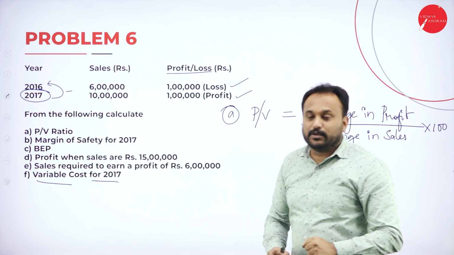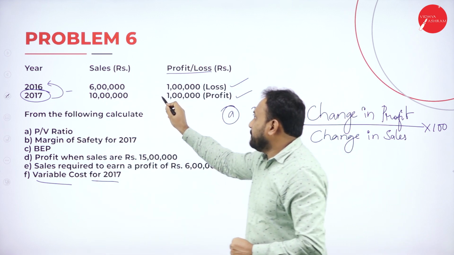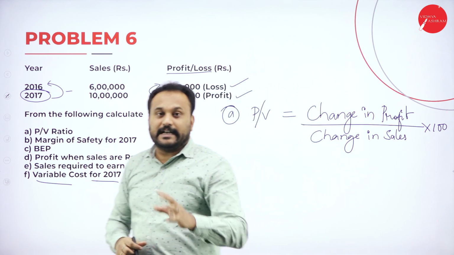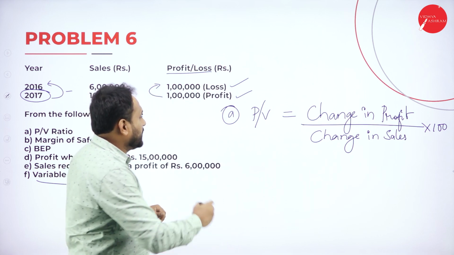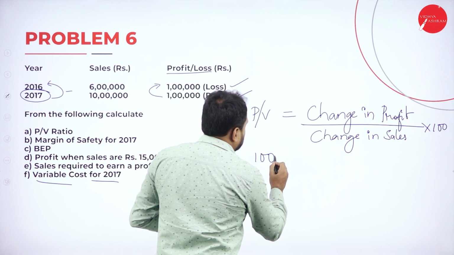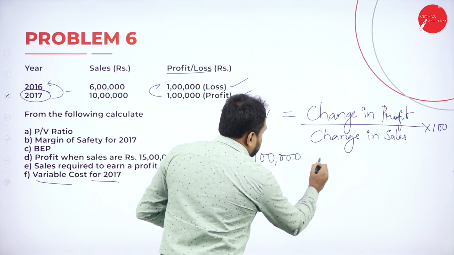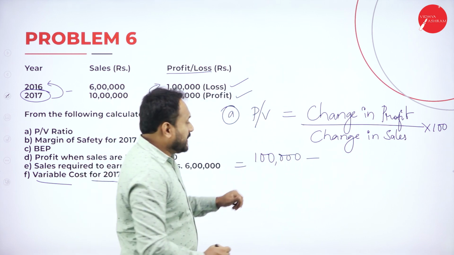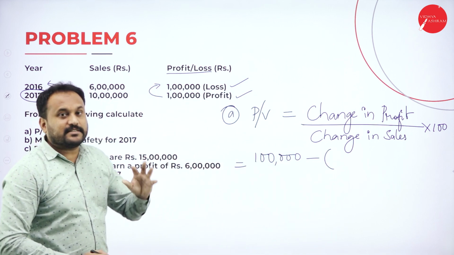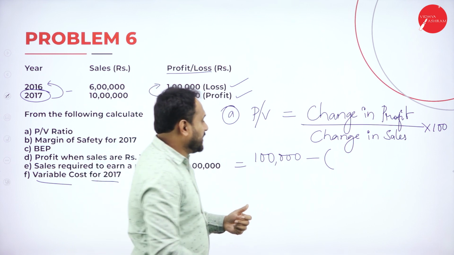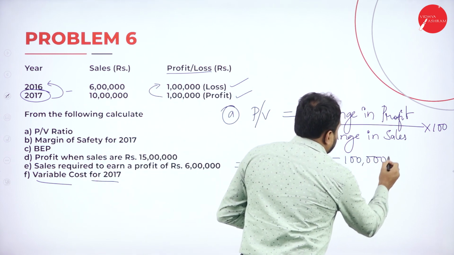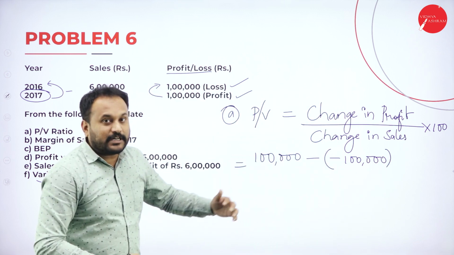Usually what you people do is 1 lakh minus 1 lakh is 0, but that is not what you are supposed to do. I'll teach you how to take it. See, the current year is what? 1 lakh. So we'll put PV is equal to 1 lakh minus, this is the function. But here we have seen a loss, which is represented with a negative sign. So it is minus 1 lakh. Now try to understand this.